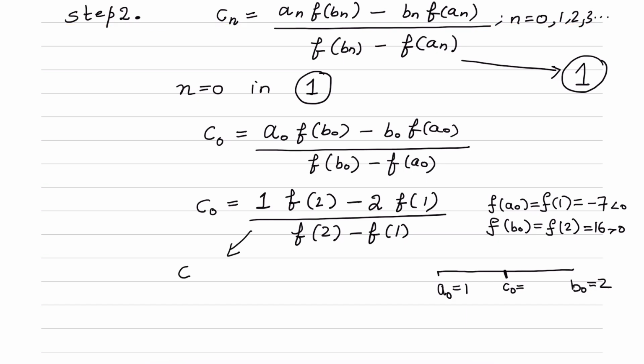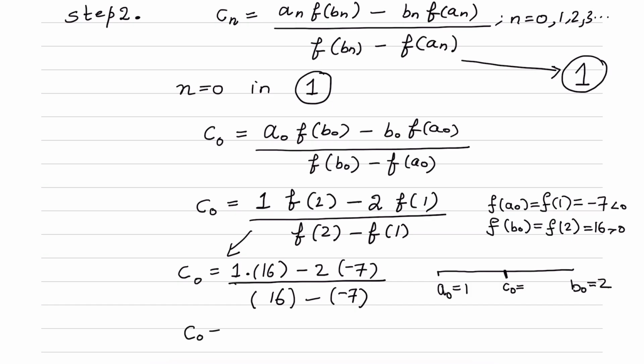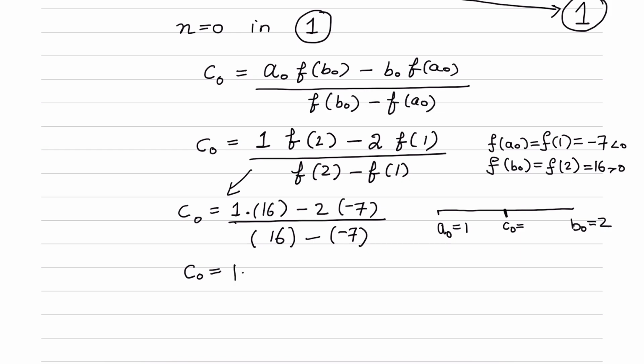Back to this. So 1, f of 2 is 16, minus 2, f of 1 is minus 7, whole divided by 16 minus f of 1, which is minus 7. So when we solve this, we have the value of C naught, which is 1.30. On the right hand side in the interval, we will write C naught as 1.30.